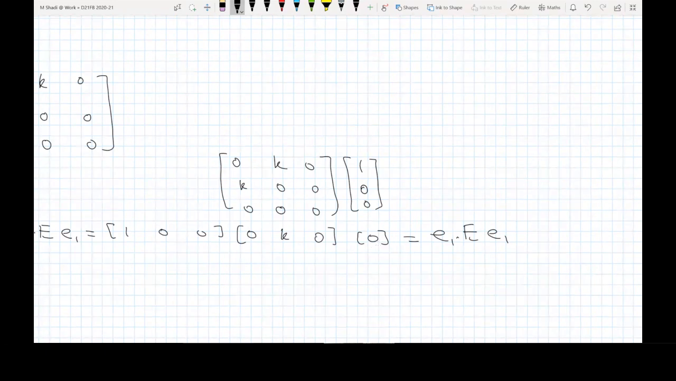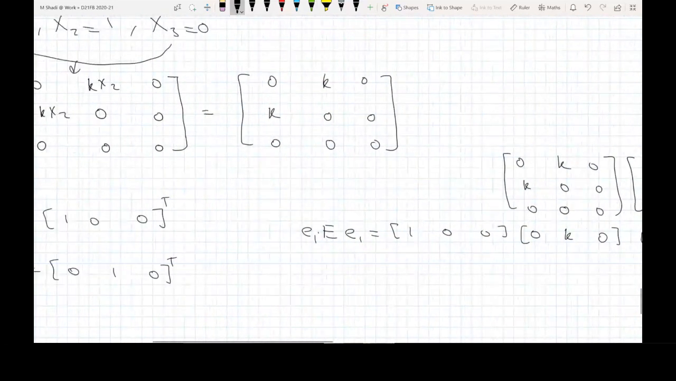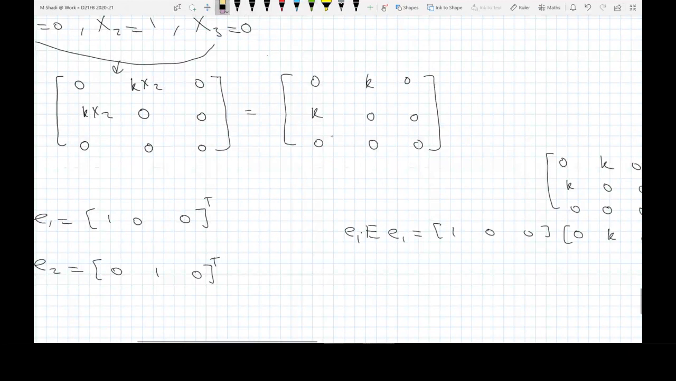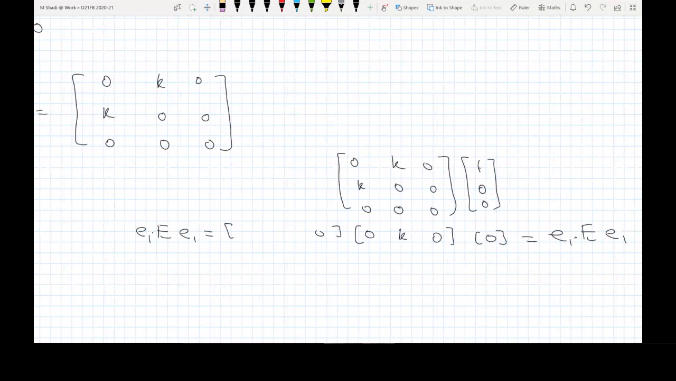Now we want to do the same thing for E2. So the question is asking to do this for E1 and E2. So I'll just have to replace this with E2. So this is E2, not E1 now. It is 0, 1, 0, and 1. So multiply this one with 0. So 0 with 0 is 0. K with 1 is K. 0 with 0 is 0.